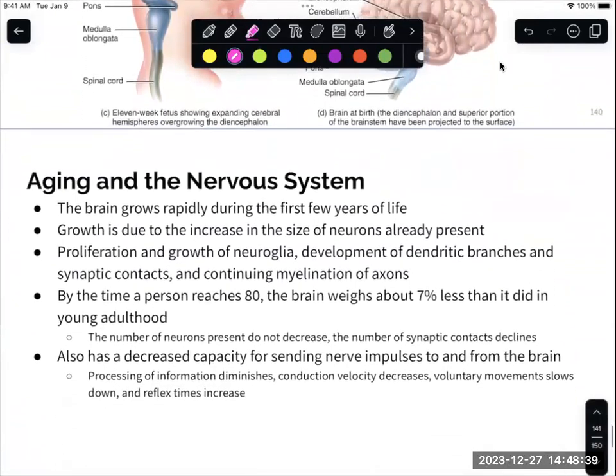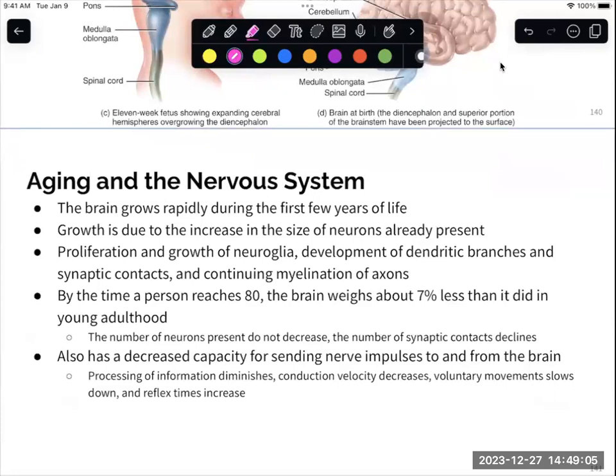So that brain is going to grow very fast in those first few years of life. Growth is due to the increase in size of neurons that are already there. As neuroglia, those support cells, are going to proliferate and grow. More dendritic branches are going to come out, and myelination of axons is going to continue to happen.